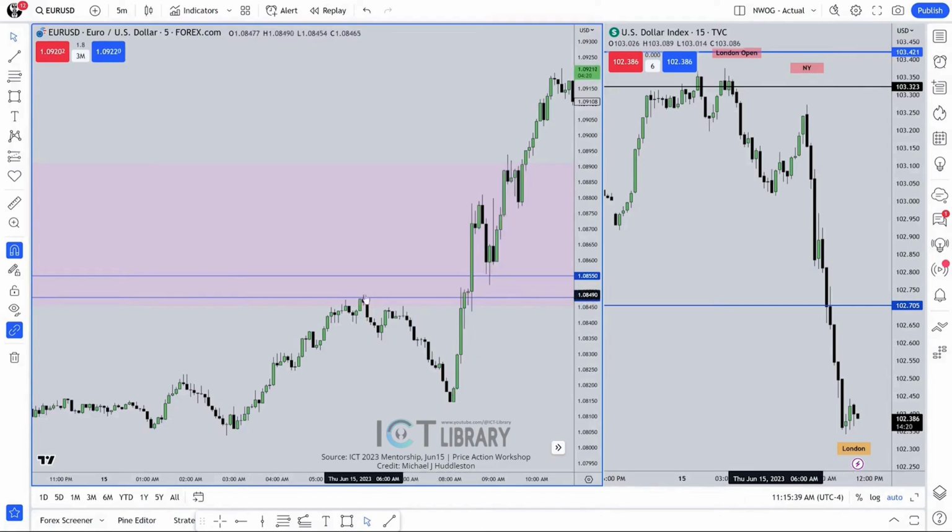Fulcrum point is here. Why is that important? If it runs through this high, we can start doing measurements in the form of standard deviation. So we can take that low and project it up to this high here. Standard deviation, -2, -1.5, 1. This is a measured move.